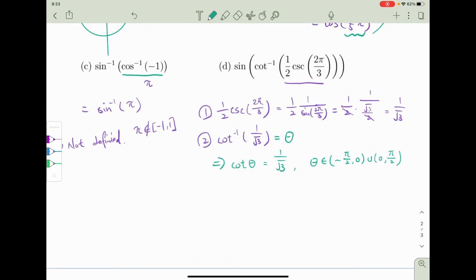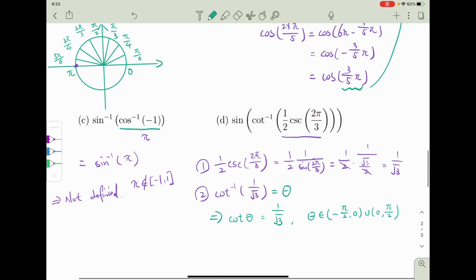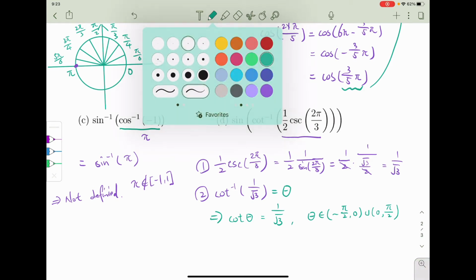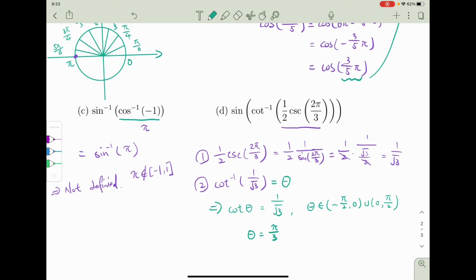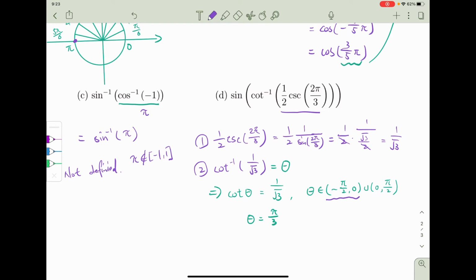Now we can select this angle from here by looking at the unit circle. This is obviously pi over 3. Because when theta is equal to pi over 3, tangent theta is square root of 3, which implies that the cotangent is 1 over square root of 3. And for this interval here, the value is negative. Right? So we have our theta here.